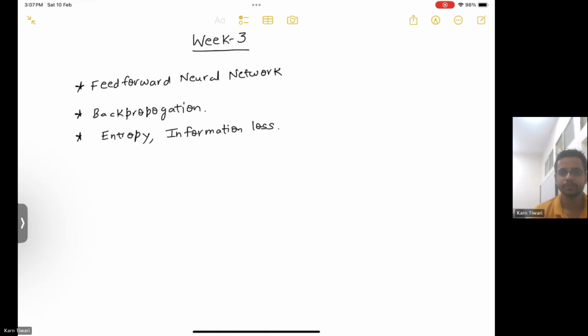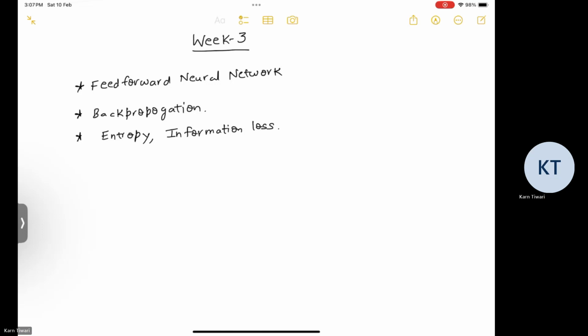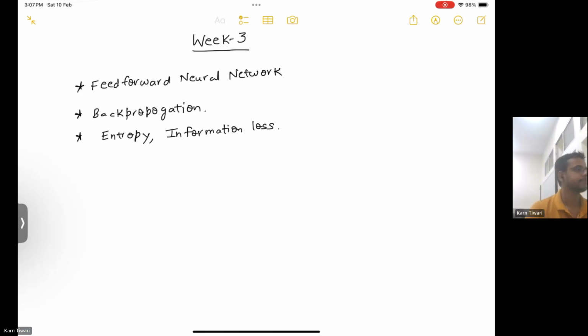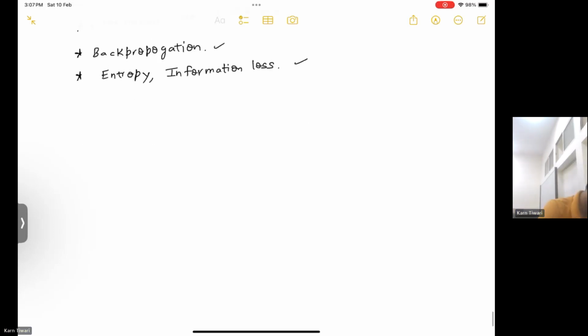Let's start the session. First of all, this week, feedforward network, backpropagation, entropy, and information loss were covered. So what is the feedforward neural network?